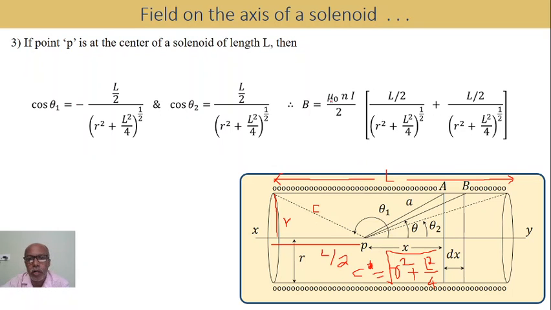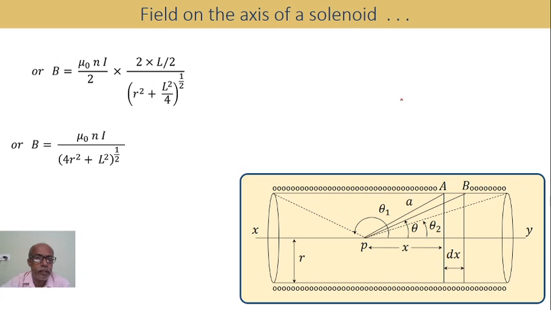Therefore, B equals mu naught n I by 2 into cos theta 2 minus cos theta 1. The minus of minus has become plus. As the denominators are the same, the numerators can be added up. So it is added over here: mu naught n I by 2 into 2 into L by 2, that is L plus L, divided by R square plus L square by 4 whole power half.